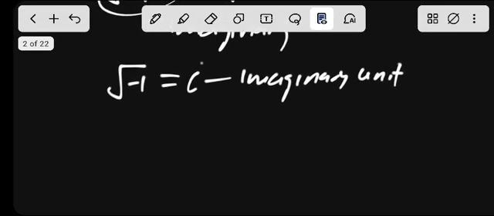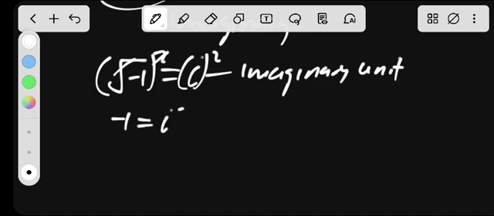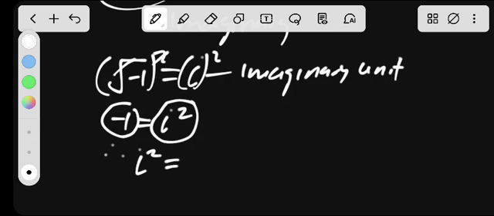Since they said √-1 is equal to i, let us take the square root on both sides and figure out something here. If you take the square root on both sides, the square root and the square will cancel. We'll have -1, which is equal to i squared. So i squared is equal to -1.